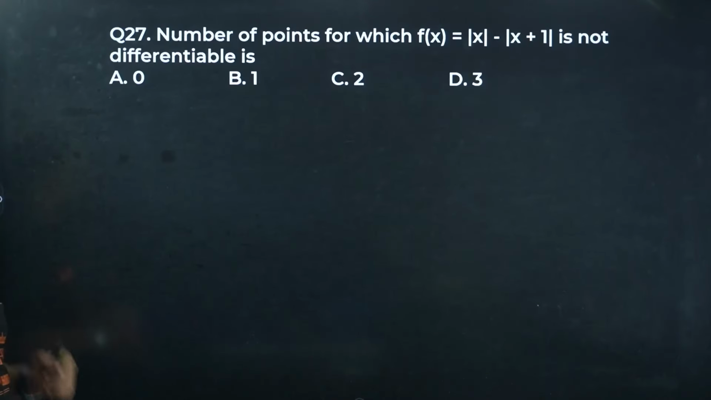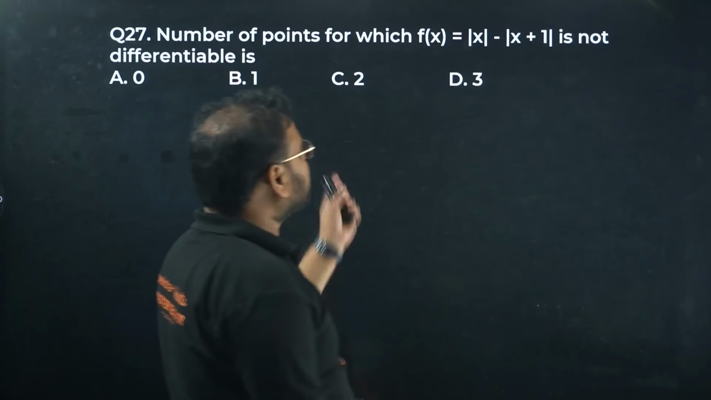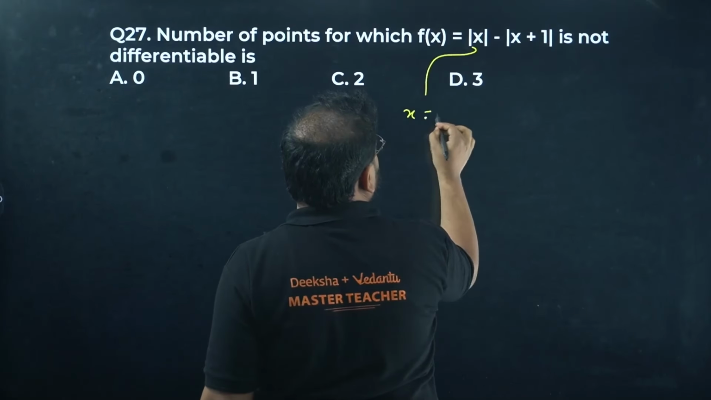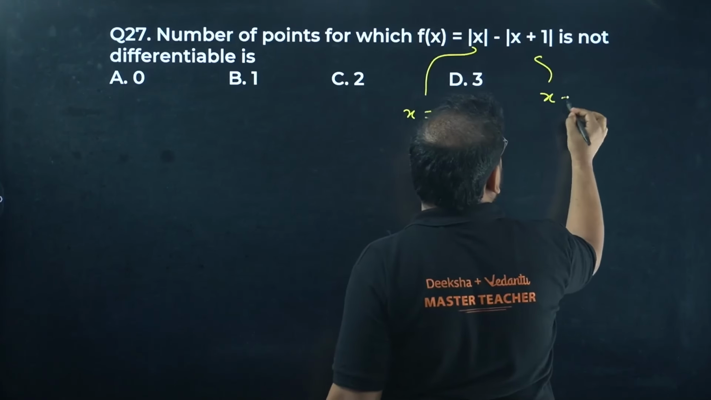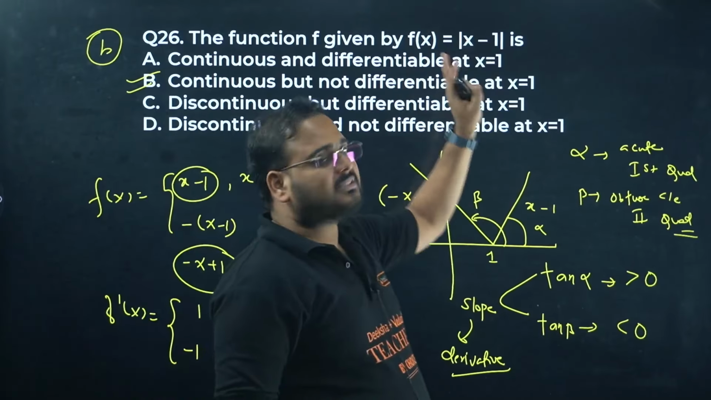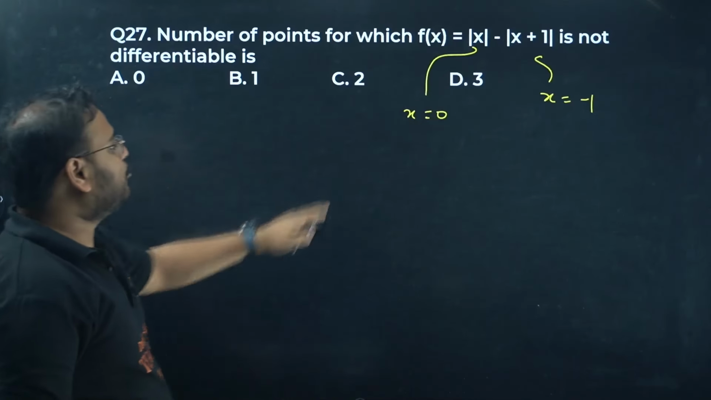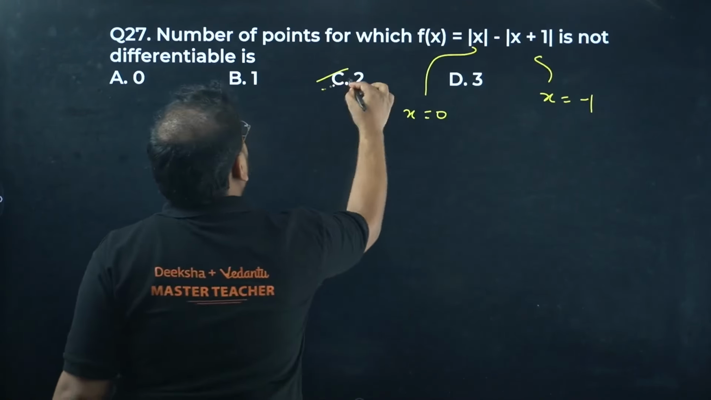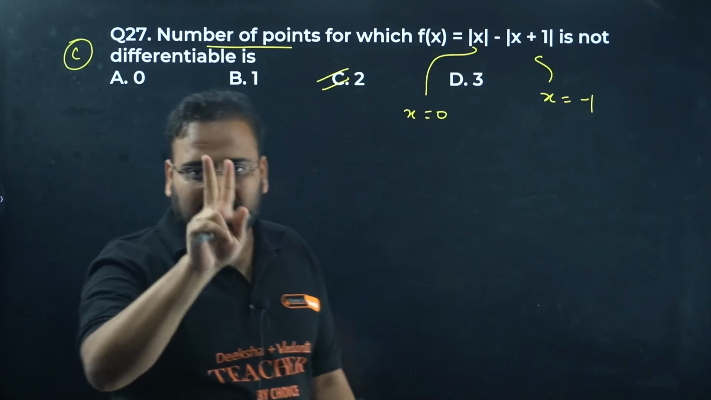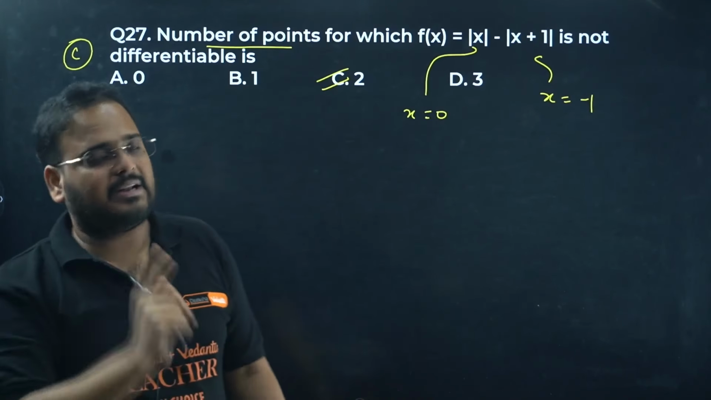Okay. Next, the number of points for which the given function is non-differentiable. Wherever there is a critical point, for this we have x equals 0, for this we have x equals -1. Wherever is the critical point means wherever this mod becomes 0. So we have 2 points over here. The answer is 2, at 0 and at -1.